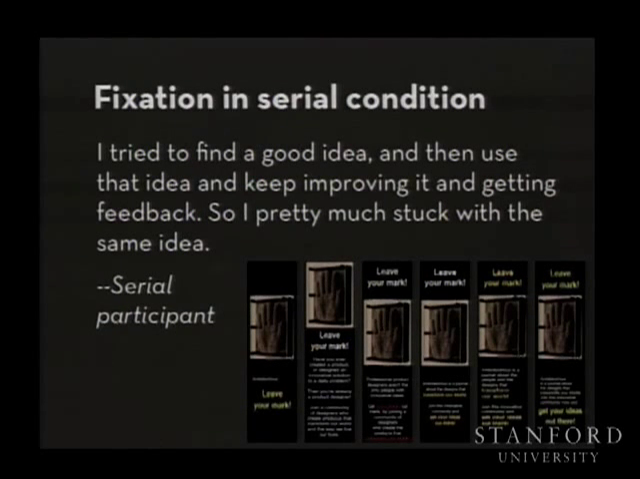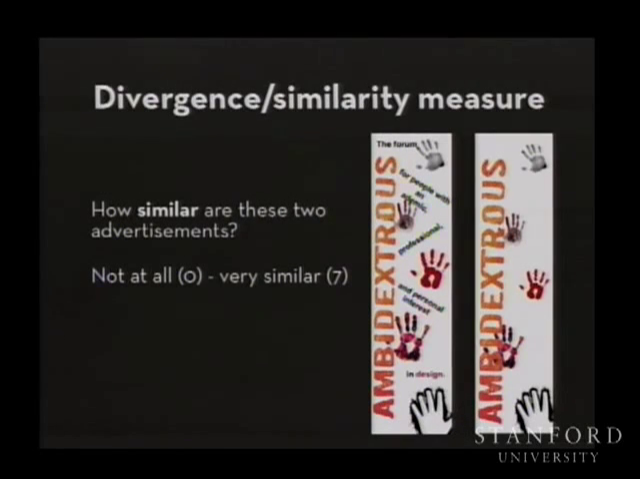And then looking at the ideas from a bird's eye view, the serial participants' ads seem to be more similar as a whole. And to back up this intuition, we decided to obtain a measure of similarity. How we did that was we took the participants' 6 ad designs and did pairwise comparisons online on Amazon Mechanical Turk. For each pair of ads, they could judge on a scale from 0 to 7 how similar the two ads are.